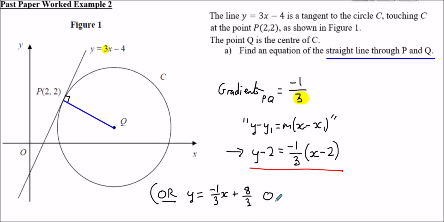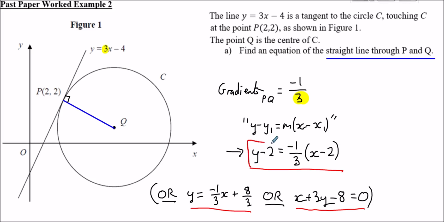Or, if you wanted to, you could have written it in the form ax plus by plus c equals 0. This could be rearranged to x plus 3y minus 8 equals 0. If you wanted to give the examiner a headache and get him to ask his team leader if this is acceptable, you could do it in any one of these forms, but I really think you're going around the houses and making life hard for yourself if you try it in one of these forms. I would suggest to leave it in this form here.